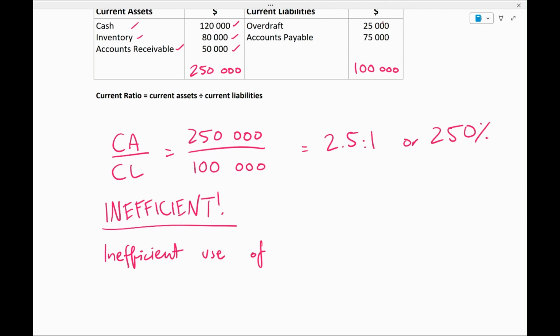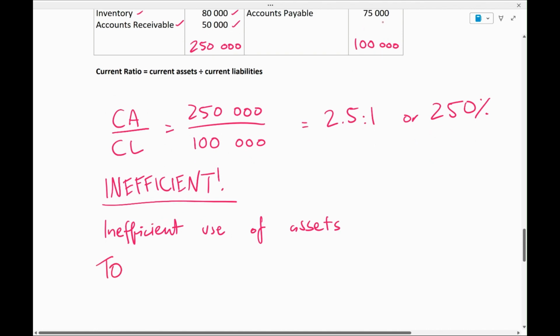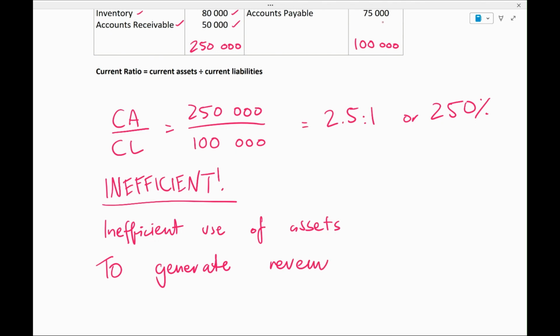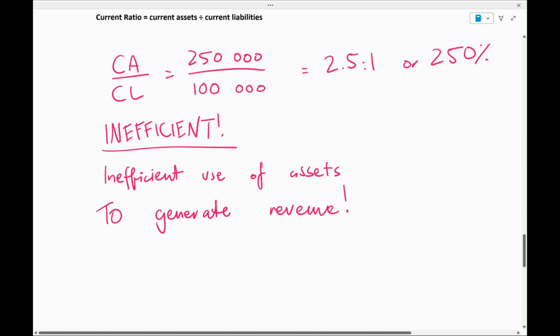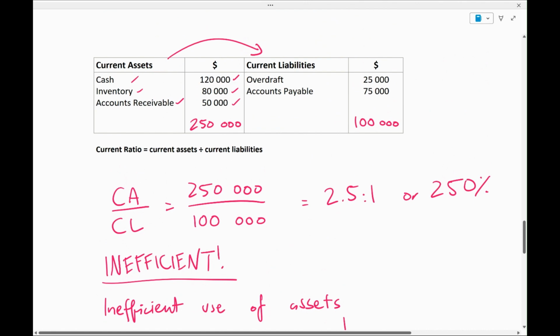use of their assets. They could be more efficiently used for their purpose, which is to generate revenue. So even though they have sufficient liquidity, the business has excess current assets that could be used to generate more profit for the business.